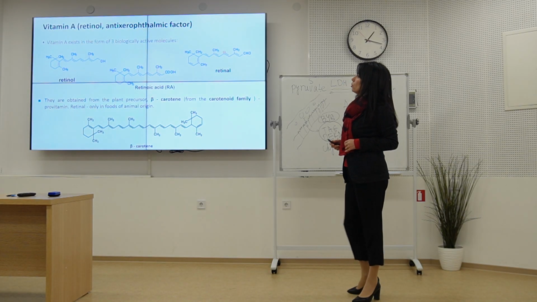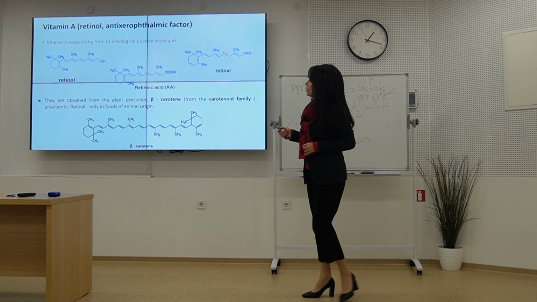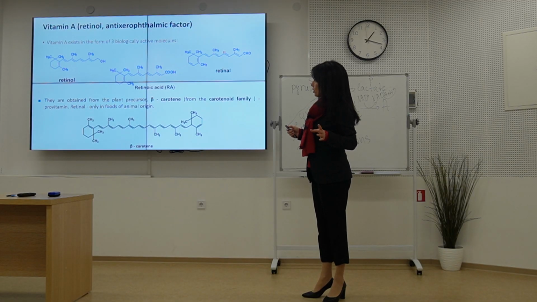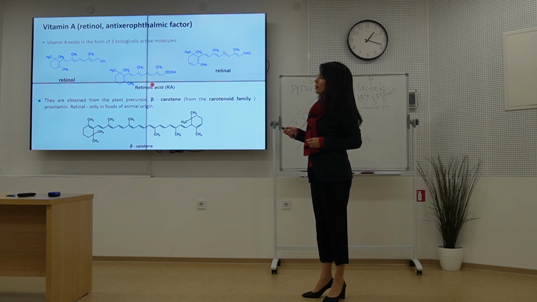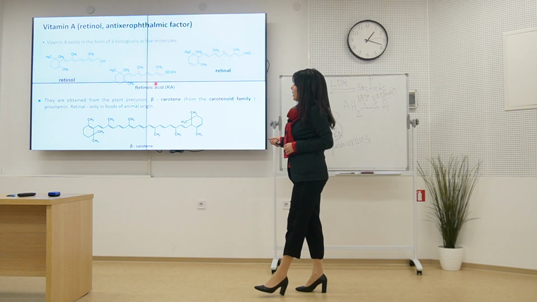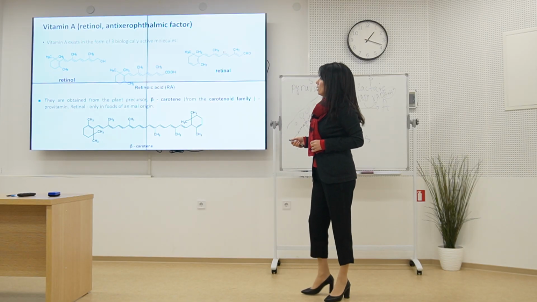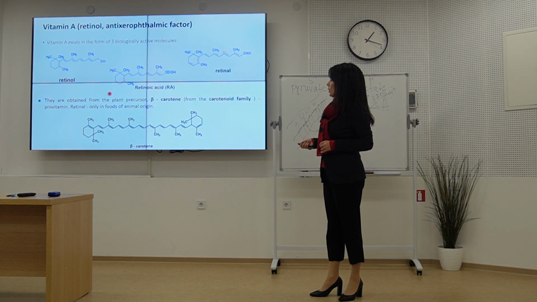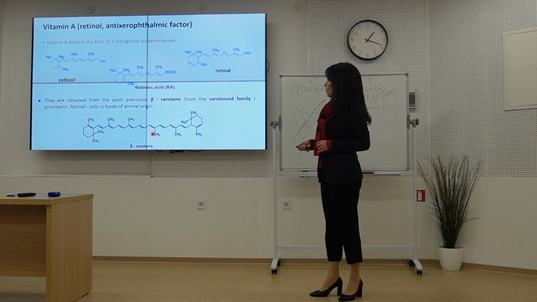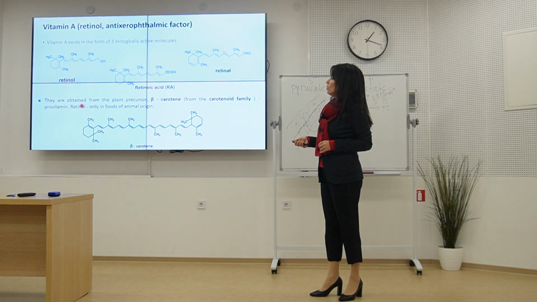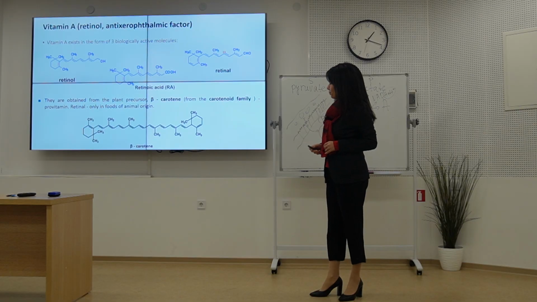The next vitamin is called vitamin A. There are actually three biologically active forms of vitamin A: retinol, retinal, which has an aldehyde group CHO, where retinol has only OH, and retinoic acid. Retinoic acid is used as a hormone, and they are obtained from the plant precursor beta-carotene, from the carotenoid family. If we're talking about plants, if we're talking about animals, the form is retinal, this one.